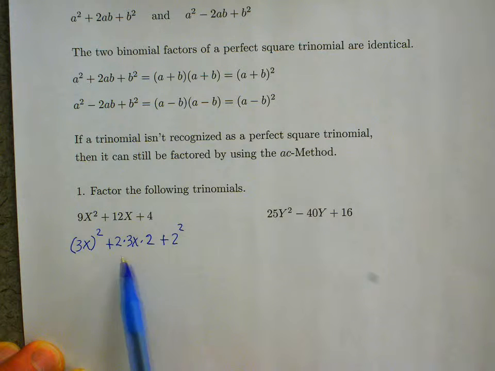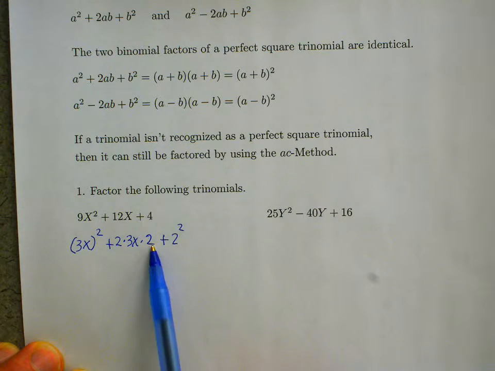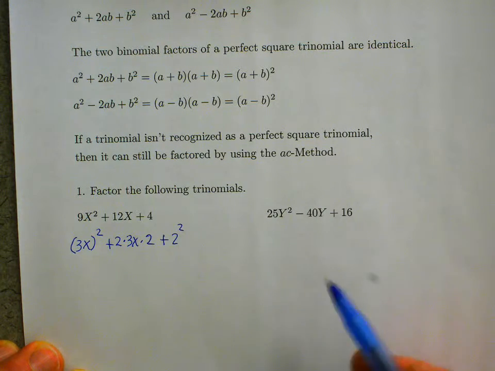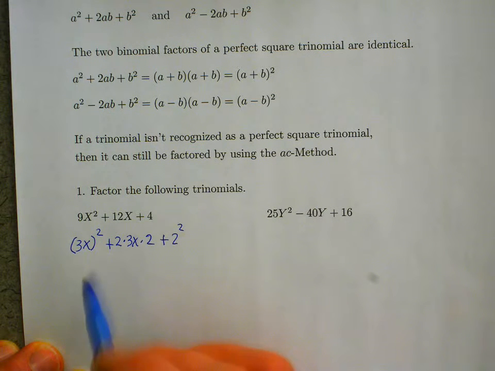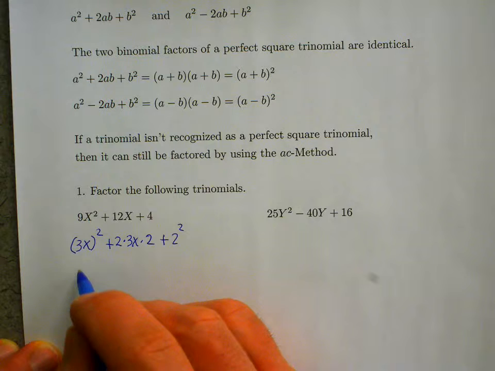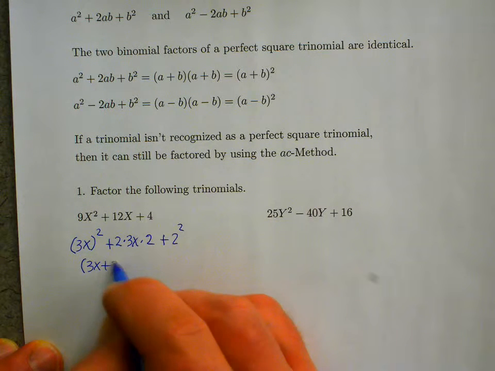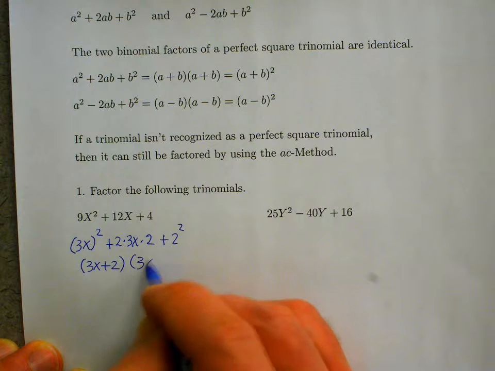And so now the question is, is 2 times 3x times 2 equal to 12x? Yes, it is. 2 times 3x is 6x. 6x times 2 is 12x. So this is a perfect square trinomial. So that means the two factors have the form a plus b times a plus b. In this case, 3x plus 2 times 3x plus 2.